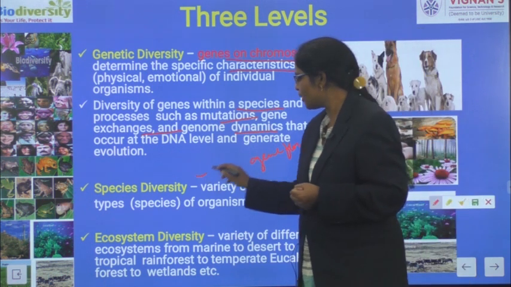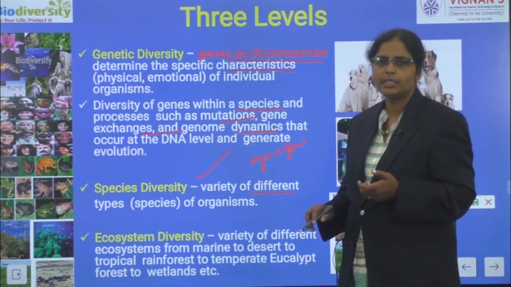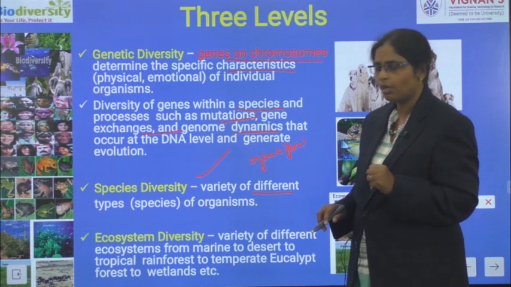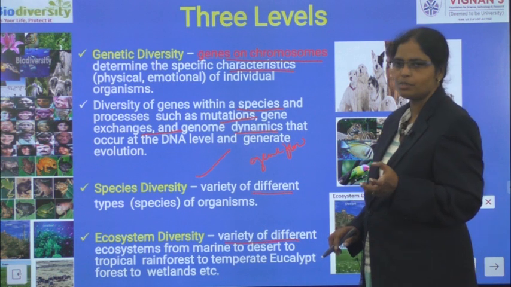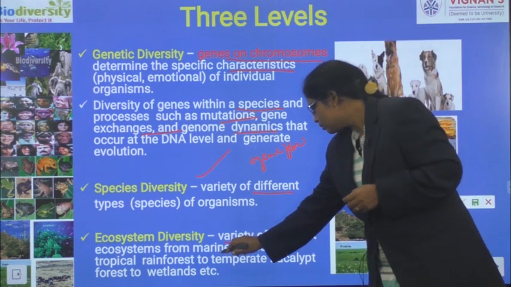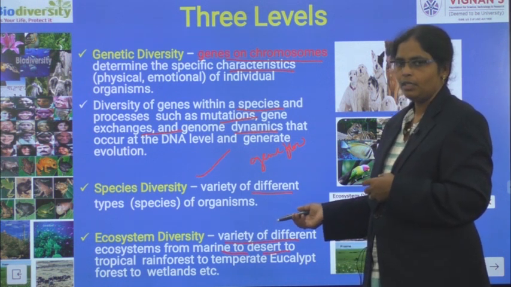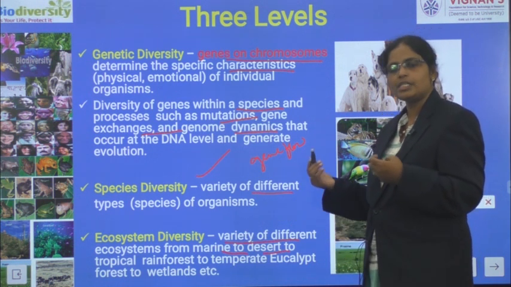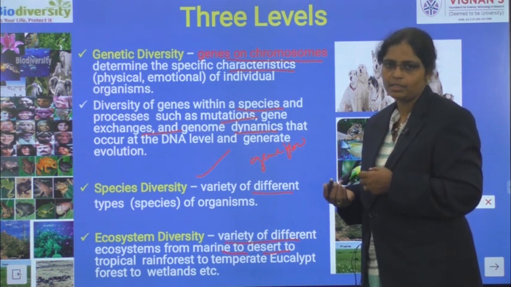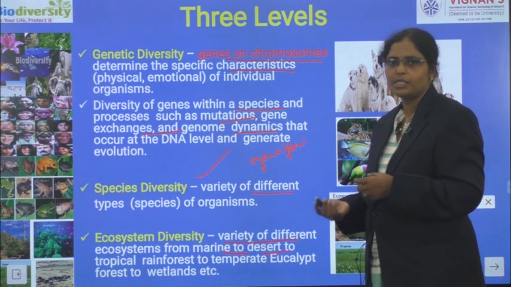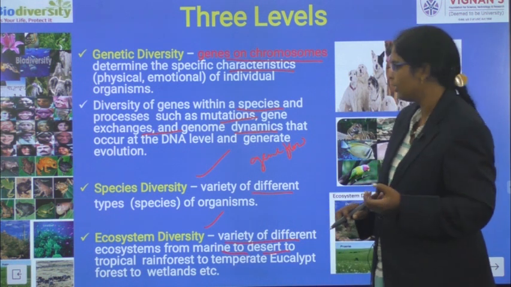The second category is species diversity, nothing but the variety of different species of organisms in a particular region or area. Ecosystem diversity is the variety of different ecosystems, from marine to desert. The marine environment differs from the desert environment, the ocean environment differs from temperate grasslands, and the cold environment differs from the desert type. Like that, different ecosystems exist on the earth.